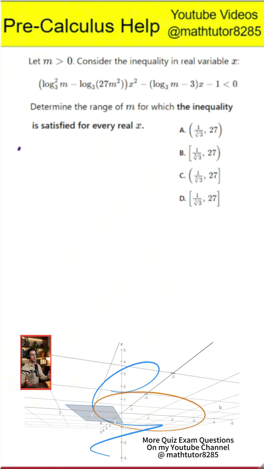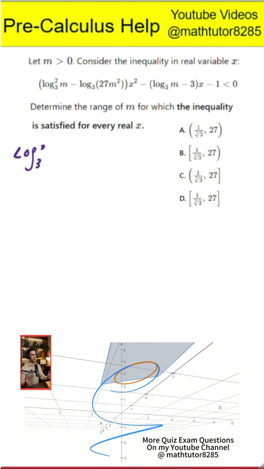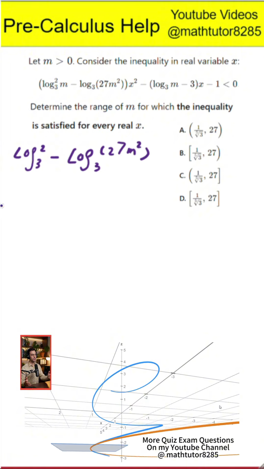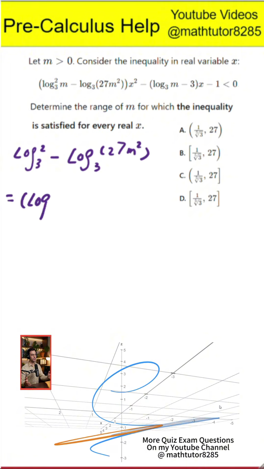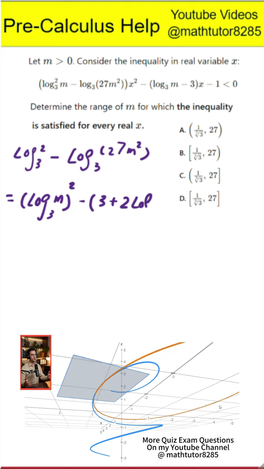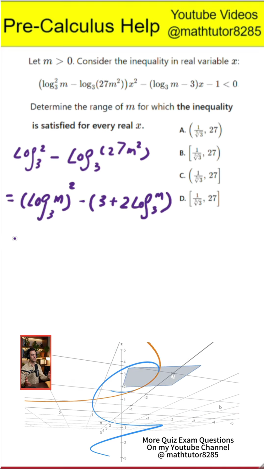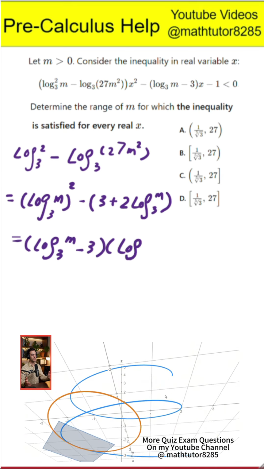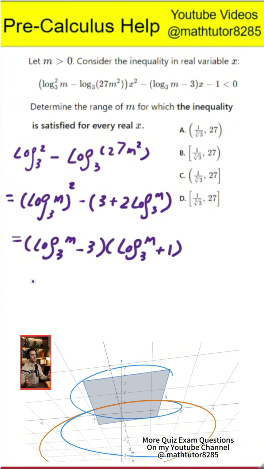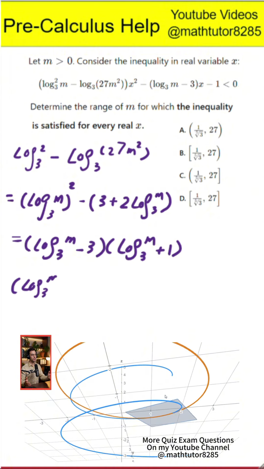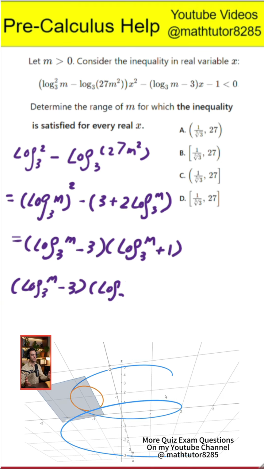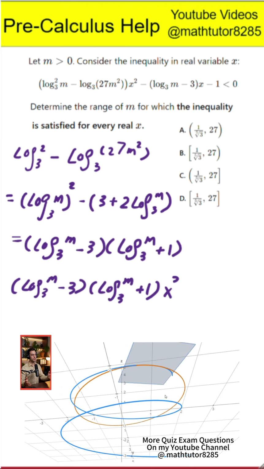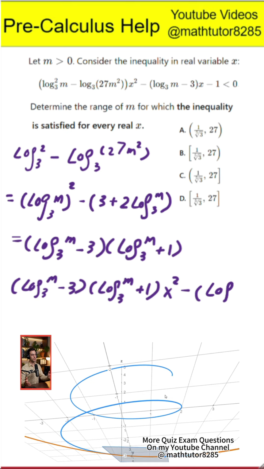There are 4 options. First step, we rewrite the coefficient of x squared. We first simplify the complicated coefficient. The square of the logarithm base 3 of m minus the logarithm base 3 of the quantity 27 times m squared can be rewritten as follows. It is equal to the logarithm base 3 of m minus 3 multiplied by the logarithm base 3 of m plus 1. So the inequality becomes the quantity logarithm base 3 of m minus 3 times the quantity logarithm base 3 of m plus 1 multiplied by x squared, then minus the quantity logarithm base 3 of m minus 3 multiplied by x, and finally minus 1, is less than 0.